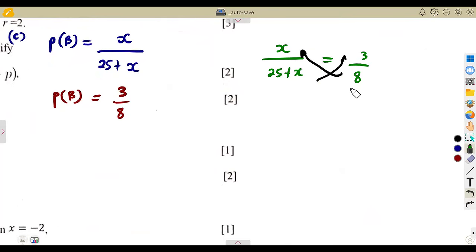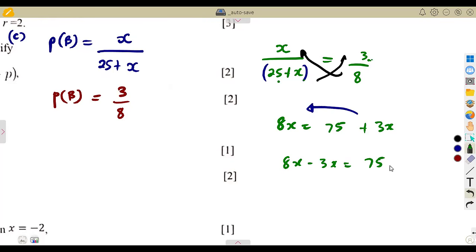Probability. So cross multiply, that's 8x is equal to 3 multiplies everything in the bracket. So 3 was going to multiply 25, which is going to be 75. Then 3 times x, which is 3x. Collecting the terms of x to one side of the equation, we subtract: 8x minus 3x is equal to 75. It was a positive, so it's going to be a negative when subtracting. So 5x is equal to 75, divided by 5. So our x was going to be 15. That is the idea there.